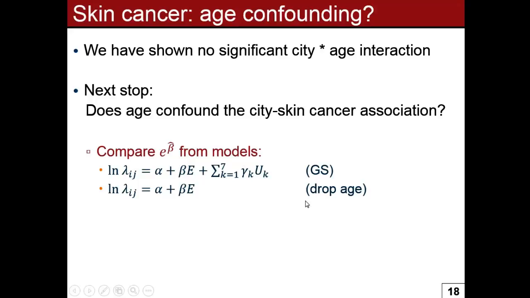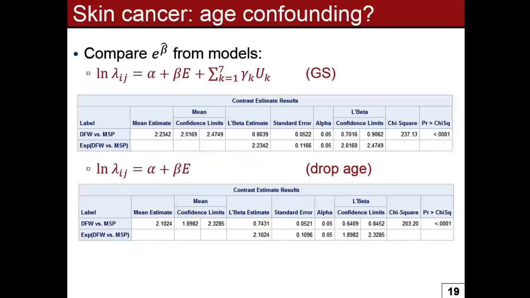And then you're going to look at a model that drops age, and you're going to look at e to the beta hat, because that's the rate ratio. You're going to compare whether there's a change in the rate ratio with and without age in the model. Same business as the other modeling forms, the logistic and Cox model forms. Same idea: compare e to the beta in the full and reduced models, the gold standard and the model without age in it. So this is what that would look like.